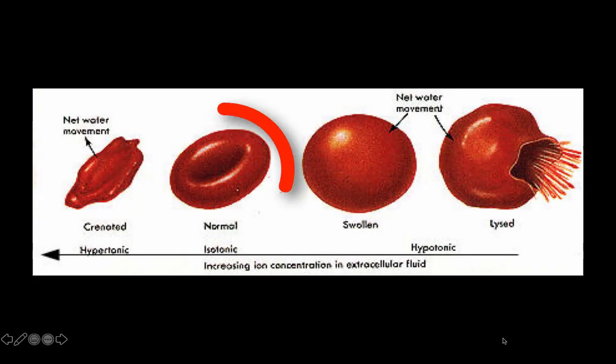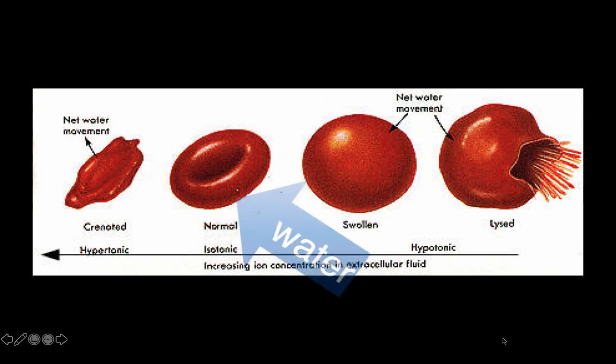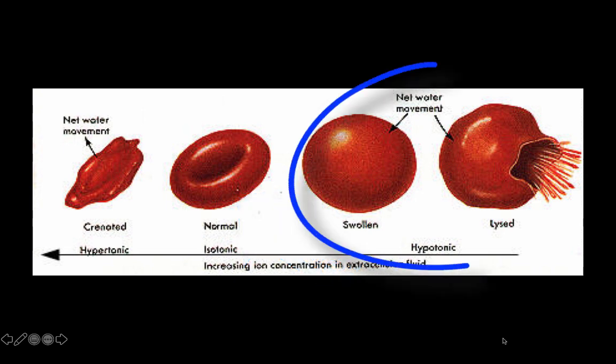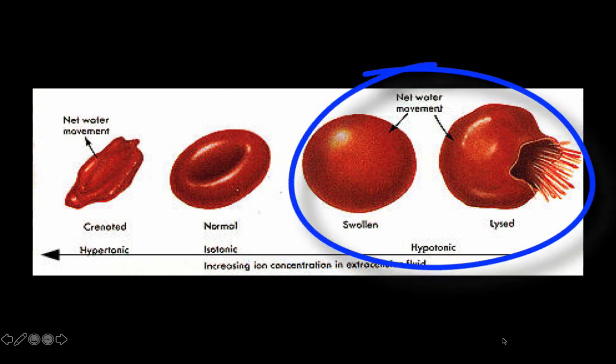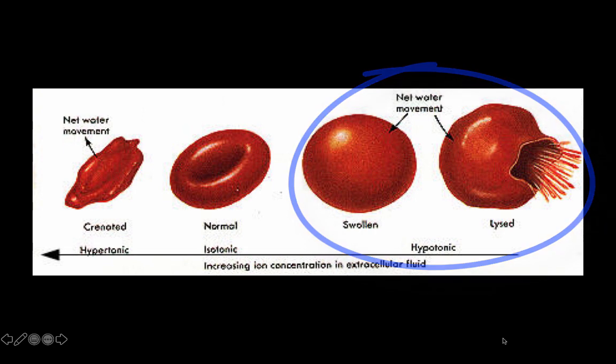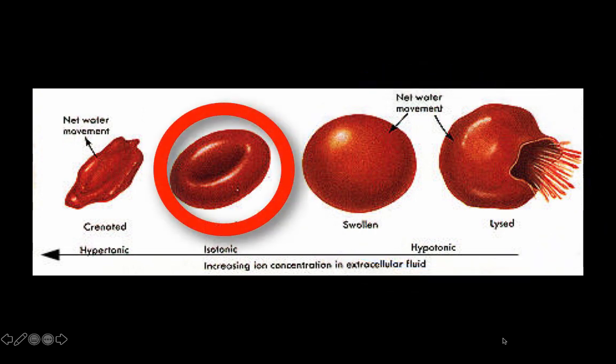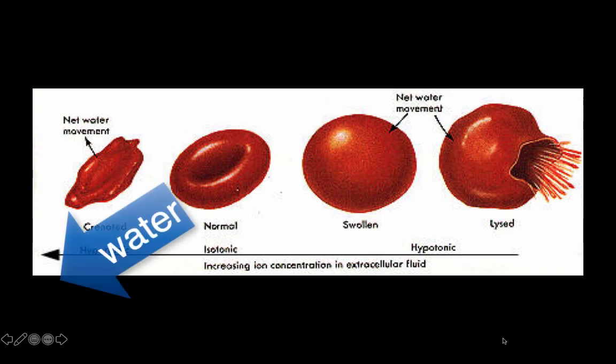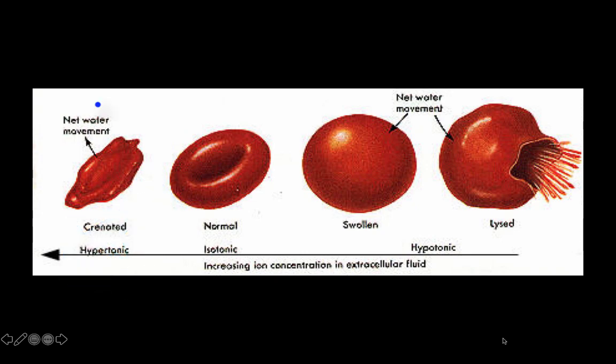If we were to place a red blood cell into a hypotonic solution, it will result in water entering the cell, attracted to the solute inside the cell. This will cause the cell to inflate and possibly pop. Popping is also known as lysing. If the same red blood cell were to be placed in a hypertonic solution, water would leave the cell to try to dilute the exterior, causing it to shrivel up or crenate.